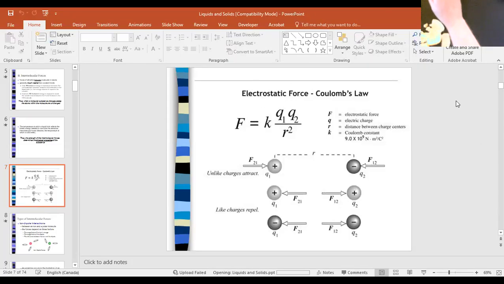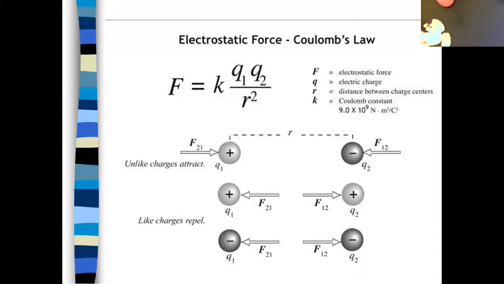All right. So this next item is a really important formula conceptually. It's called Coulomb's law. Coulomb was a French physicist. The unit for electric charge is the Coulomb, named after this guy. You see a constant in this formula.